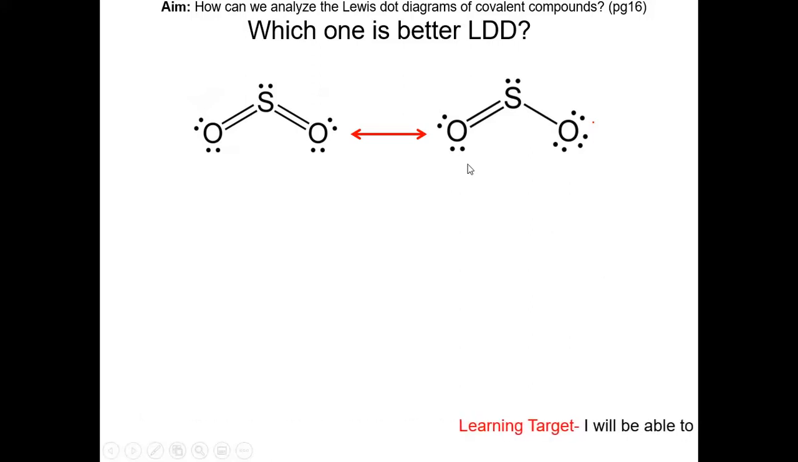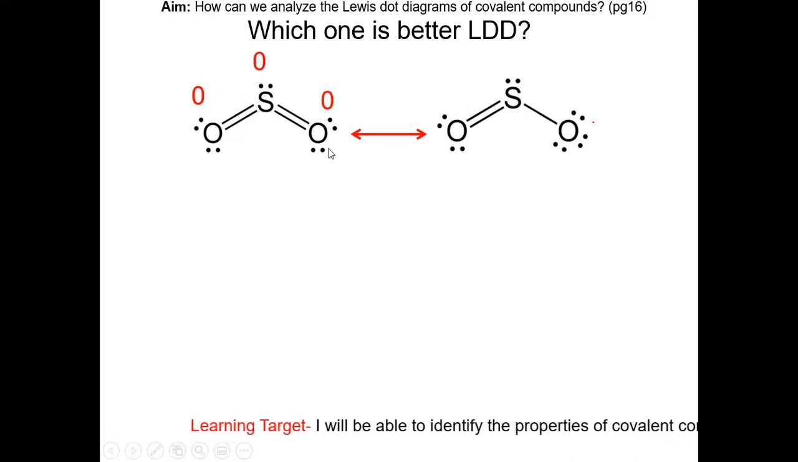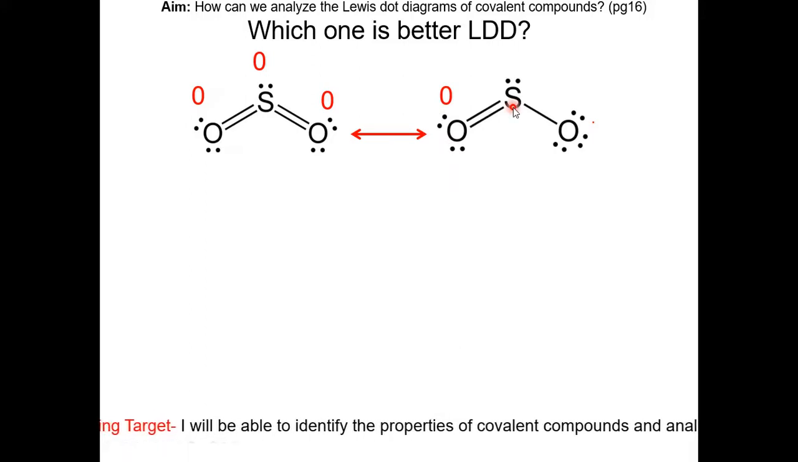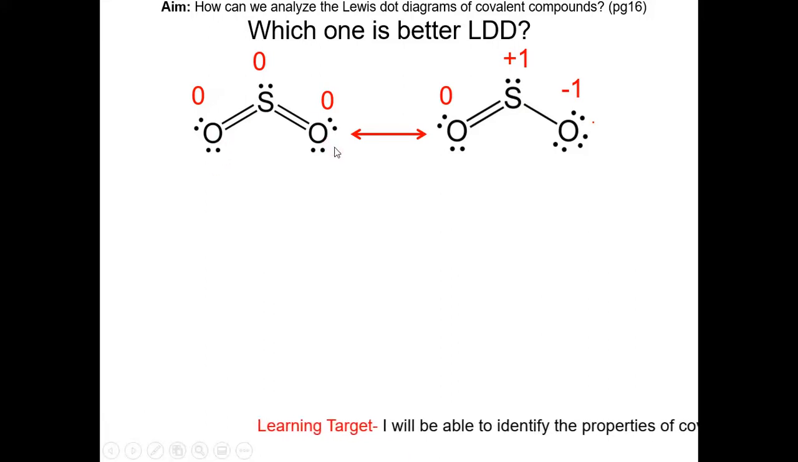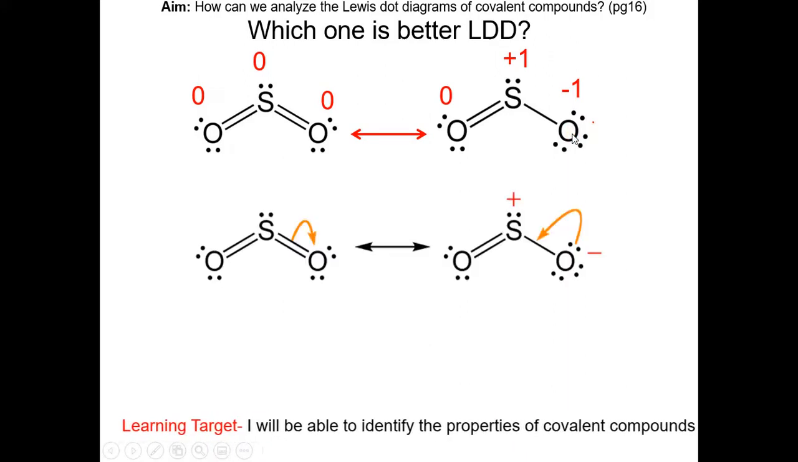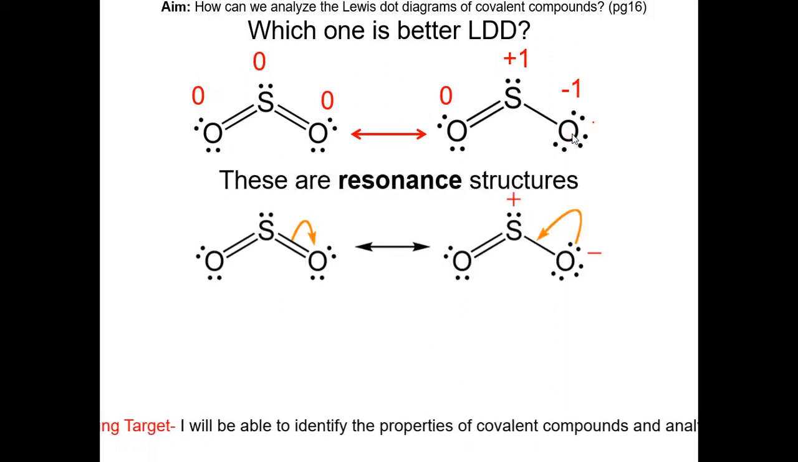Your first step is to figure out the formal charge of each atom. So this oxygen will be 0, this sulfur will also be 0, and this oxygen is 0. Now for these atoms here, this oxygen is 0, this sulfur is +1, and this oxygen is -1. In both cases, the sum of the formal charges is 0, so both molecules are 0. These Lewis dot diagrams are resonance structures of each other.